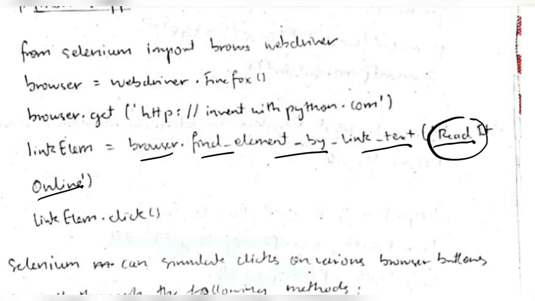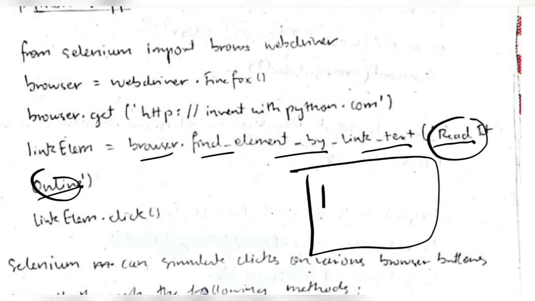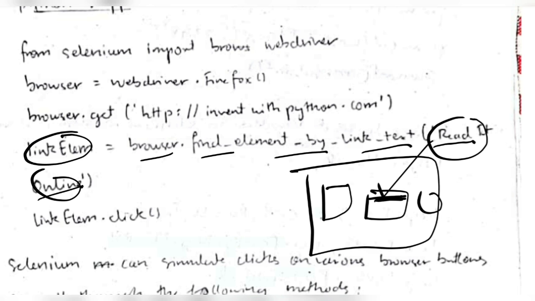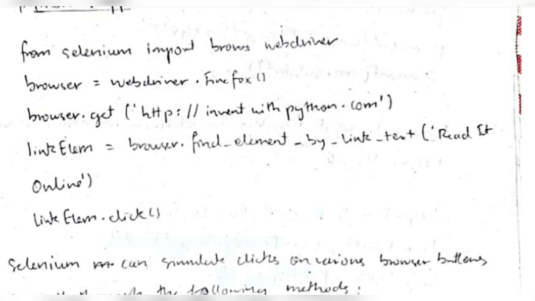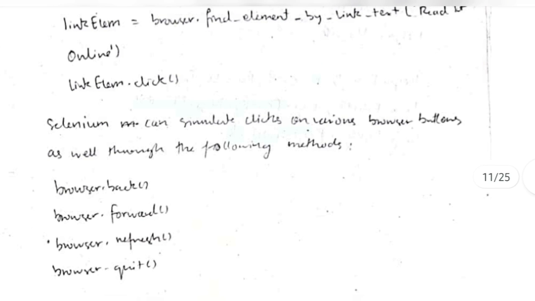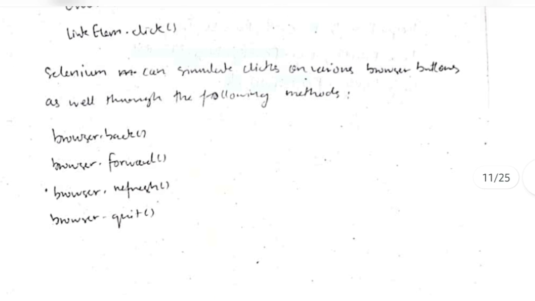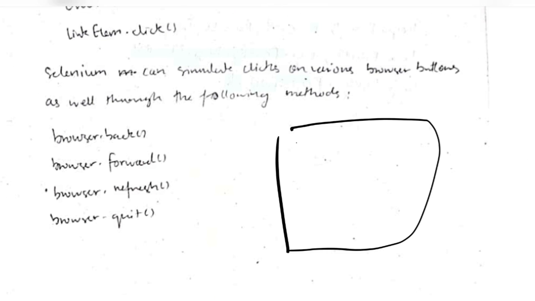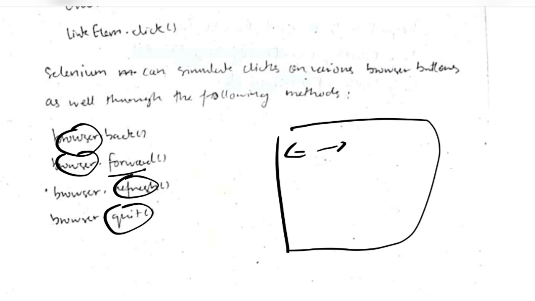So by the text where it is written Read It Online, you will have different elements in the web page, right? So wherever the text is written Read It Online, that will be selected, and that is stored in linkElem. Then to click it, you will write linkElem.click(), so this thing will be clicked. Okay, so this is how the simulation of the mouse click will be, and you can do the same things that we do in the web browser. Either we can go back or we can go forward. So browser.back(), browser.forward(), browser.refresh(), browser.quit().